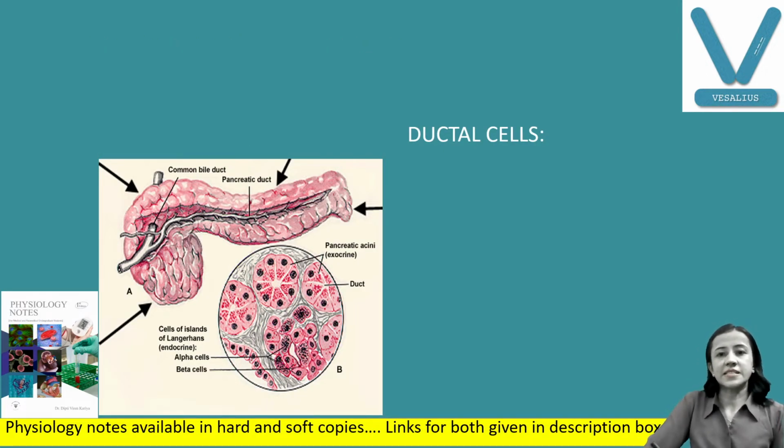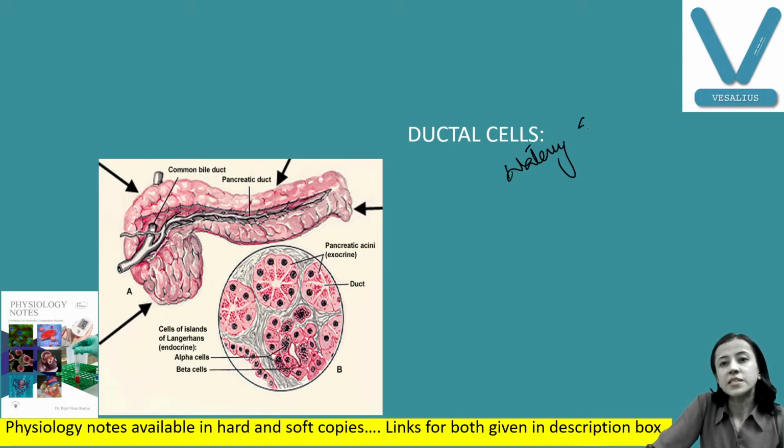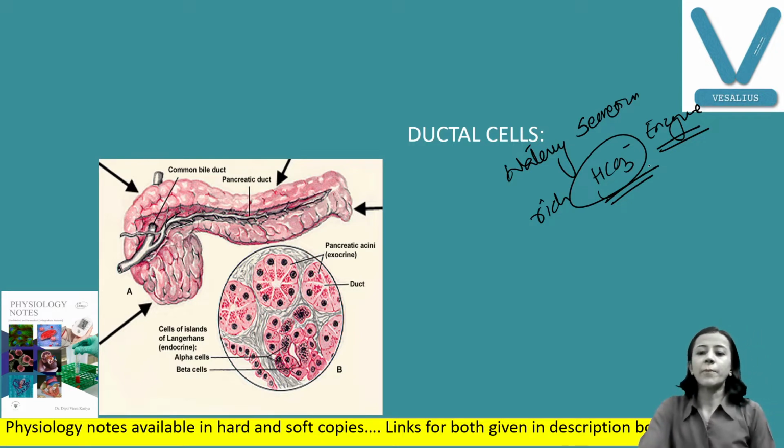Second are the ductal cells. These are the cells lining the ducts, lining the ductal system of the pancreas, and they produce a watery secretion that is rich in bicarbonate, HCO3 minus ions, which mixes with the thick secretion produced by the acinar cells. So acinar cell secretion is mainly rich in enzymes, and ductal secretion is rich in bicarbonate. Together they form pancreatic juice.